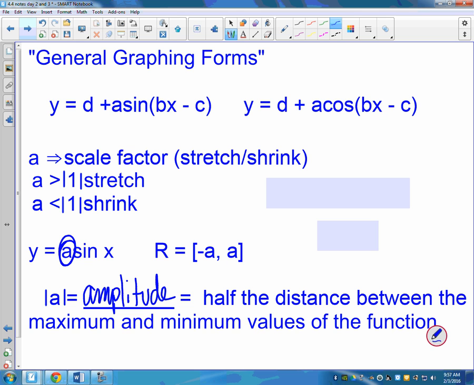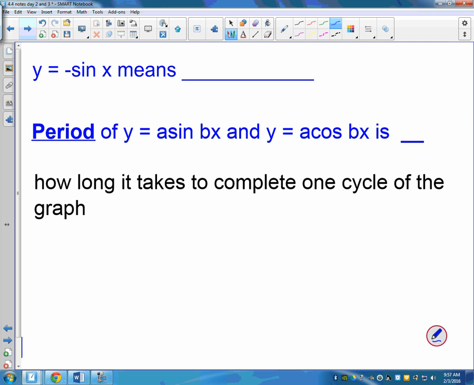So you're going to see questions today that say state the amplitude. The amplitude is just the absolute value of A, because the negative does something different to it, right? What does the negative do to our graph? Yeah, it's a reflection. If there was a negative in front of your graph, and again I'm using sine but it also works for cosine, that means it's reflected in the x-axis. Think about x squared: if it's negative x squared, it opens down instead of opening up.